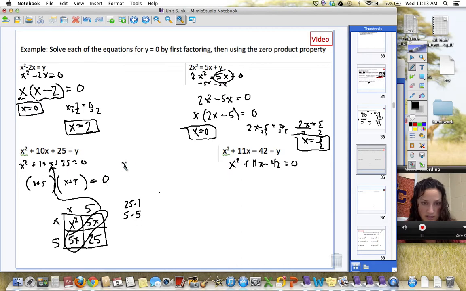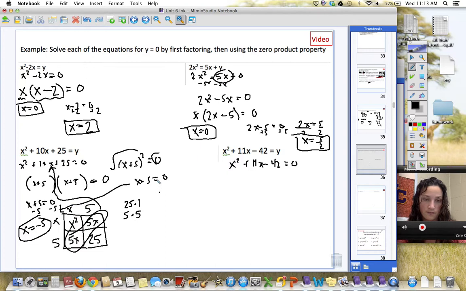If I want to, I can say that that's x plus 5 multiplied by itself, squared, equals 0. Or I can just say that x plus 5 equals 0. I don't have to write it twice because it's the same thing. Minus 5, minus 5. X is going to equal negative 5. If I did it here, square root both sides. X plus 5 equals 0. And that brings me back to that same thing over here.